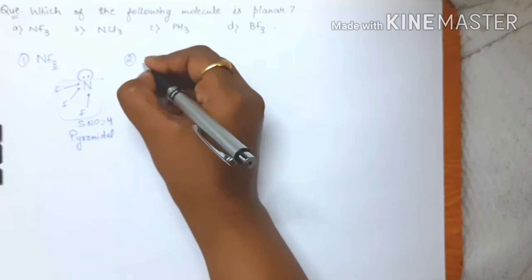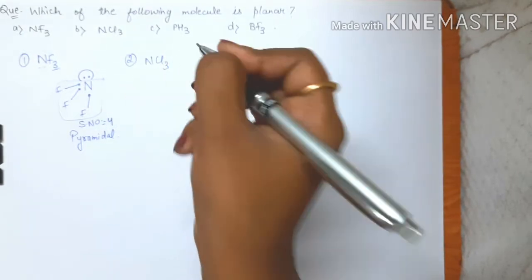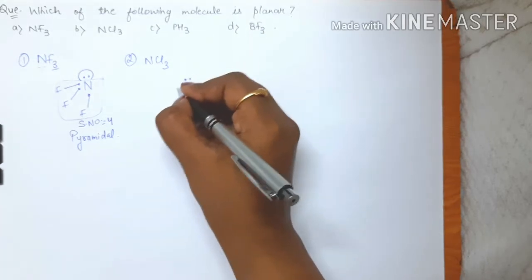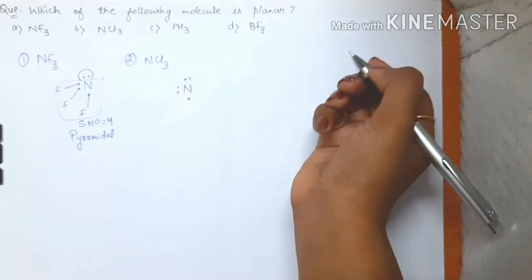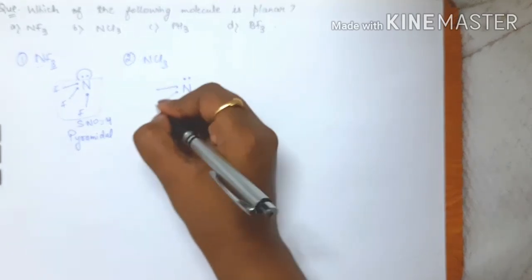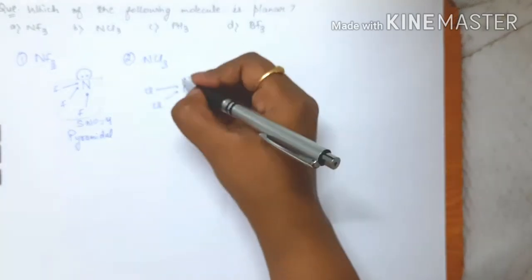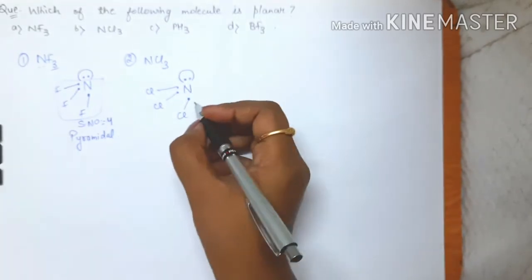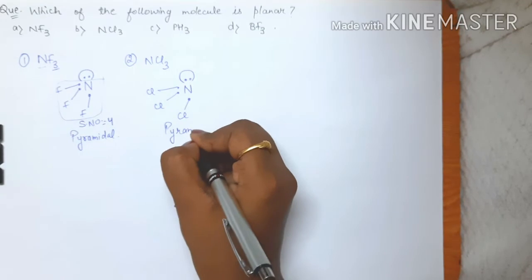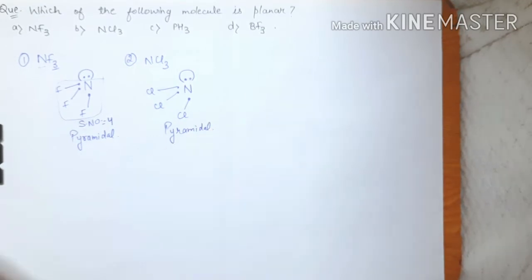This is the first molecule. Just like NF3, NCl3 is also going to be pyramidal. It is also going to have 5 electrons in the valence shell of nitrogen. 3 Cl will be attached like this, and this is also having steric number 4 and pyramidal shape if we ignore the lone pair.